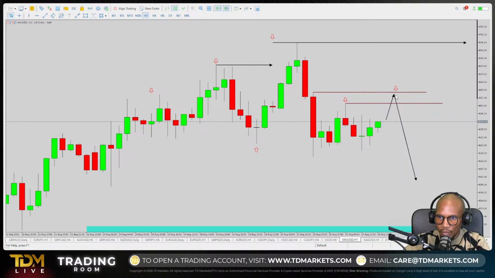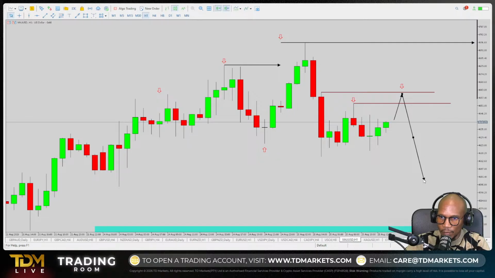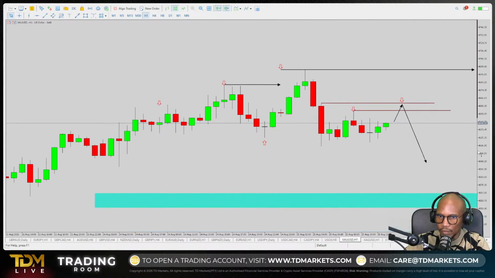So gold is still developing, right? A bit of time is needed here. Silver also. Gold is developing. So this is what I would want on gold, this move down.